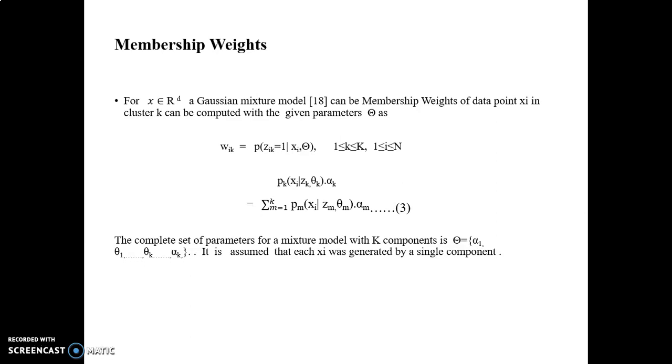The complete set of parameters for a mixture model with K components is theta. Theta is the set of alpha 1, theta 1, and so on, up to alpha k, theta k, and it is assumed that each xi was generated by a single component.